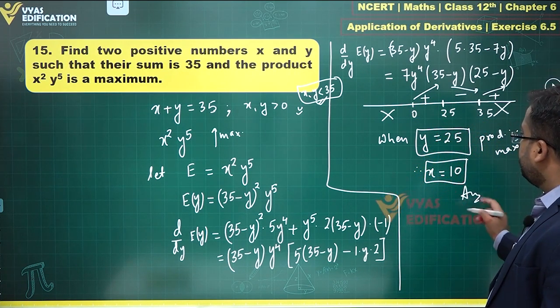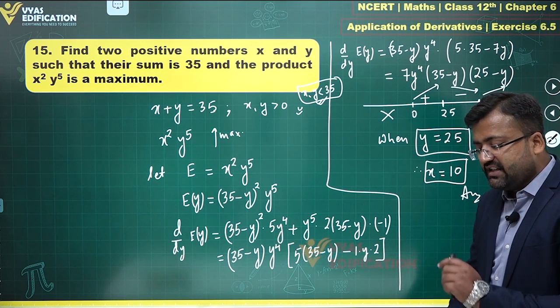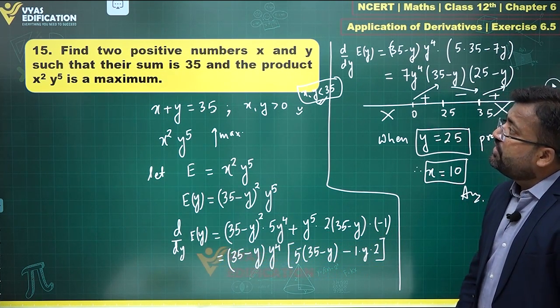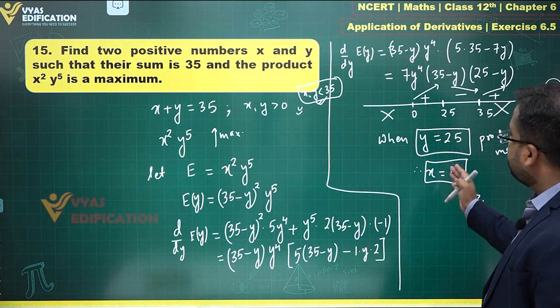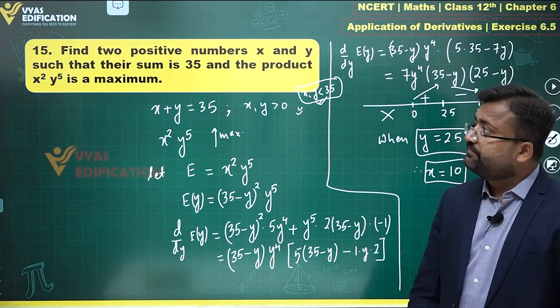That's my correct answer for this question over here. That's the correct answer for this one. So the 15th is done, and that's the complete solution of this question. X and y, the values are 10 and 25 respectively.